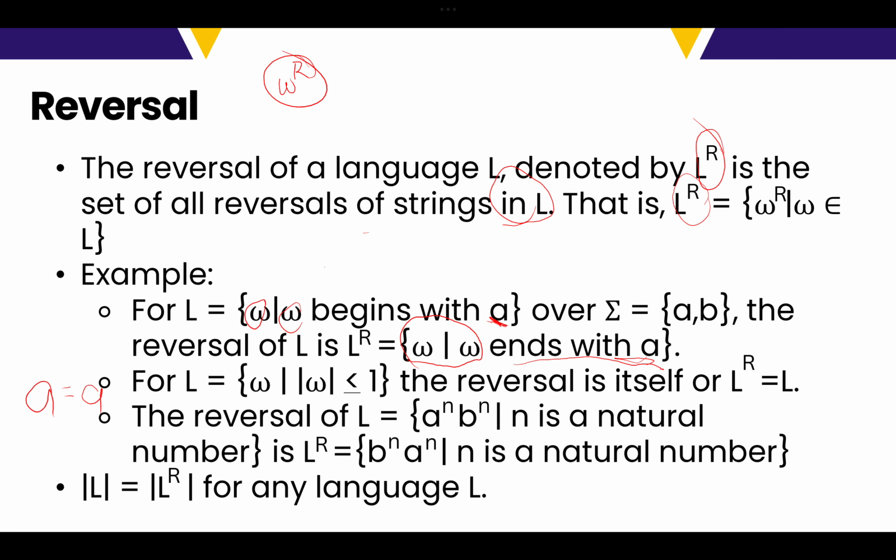Then, the reversal of L equals A to the power of N concatenated with B to the power of N such that N is a natural number is L to the power of R, or reversal of L, equal to B to the power of N concatenated with A to the power of N. So, nauna na ang B, sunod ang A to the power of N. So, gi-reverse ra pod siya, where N is a natural number.